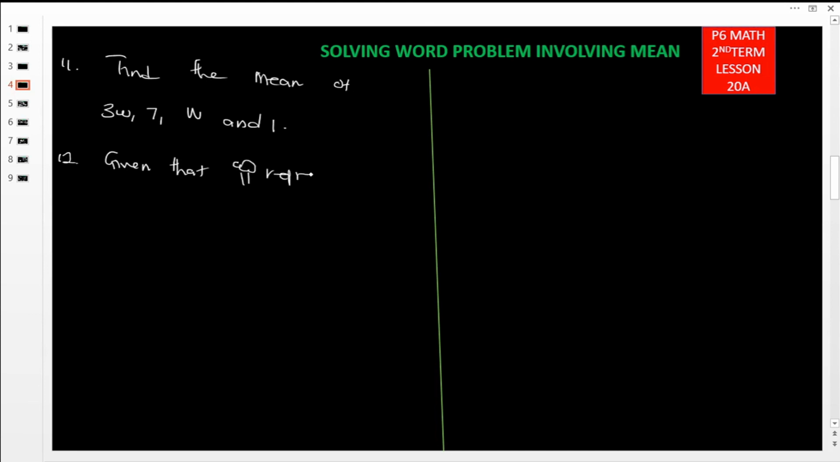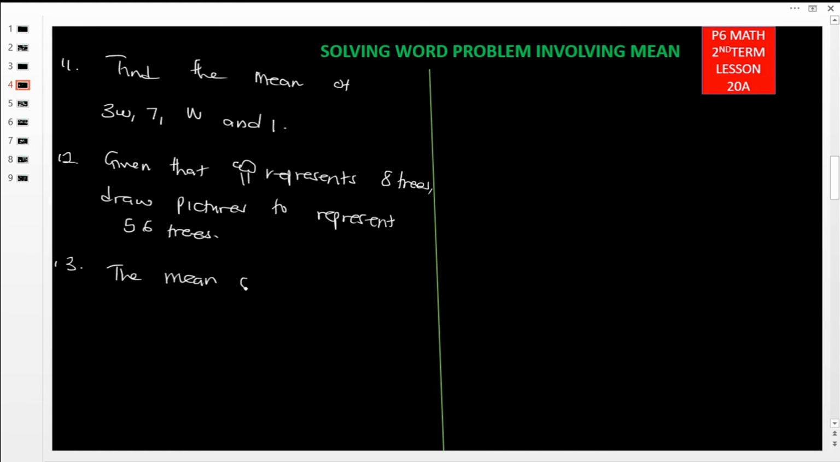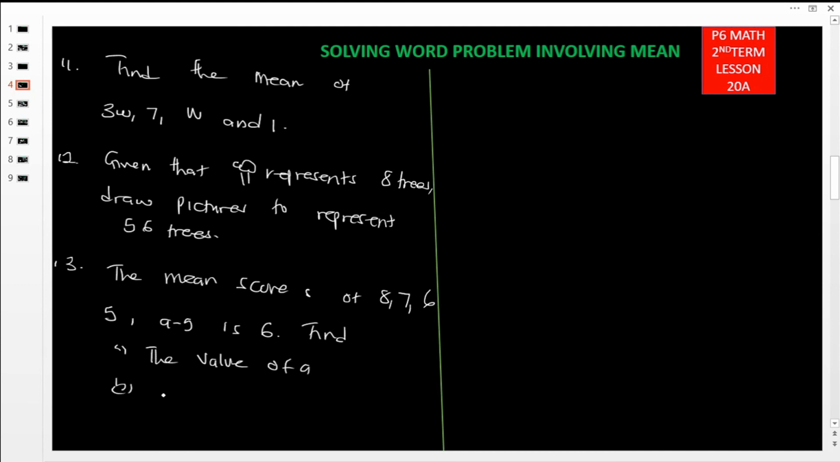Number 12, given that this tree represents 8 trees, draw pictures to represent 56 trees. Number 13, the mean score of 8, 7, 6, 5, a minus 5 is 6. Find part A, the value of a, then part B, find the range of scores here.